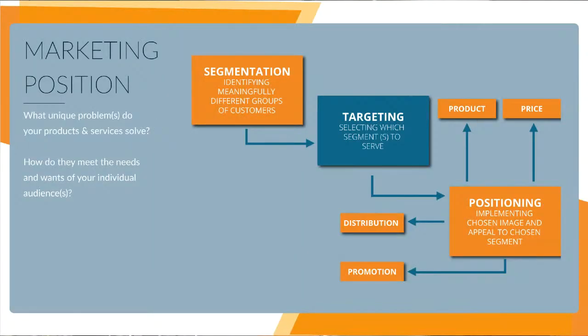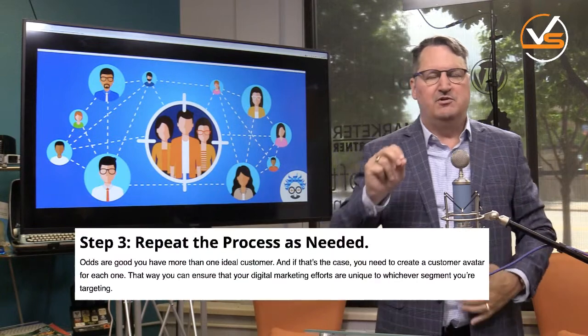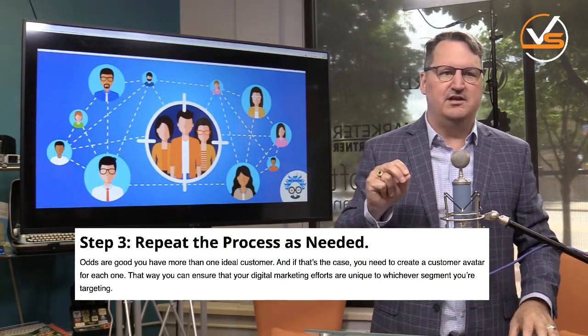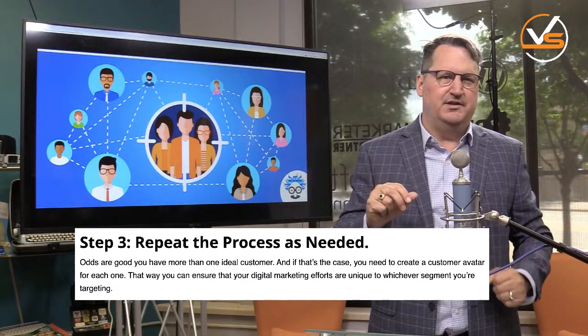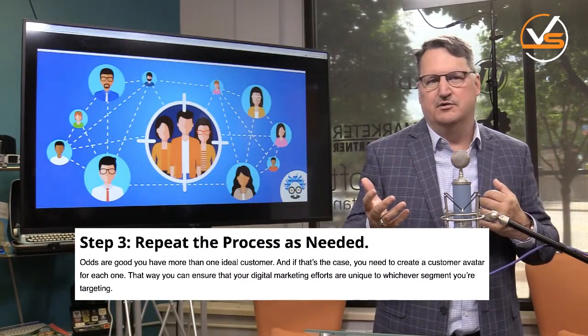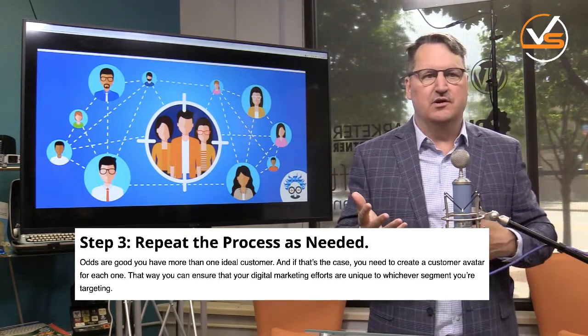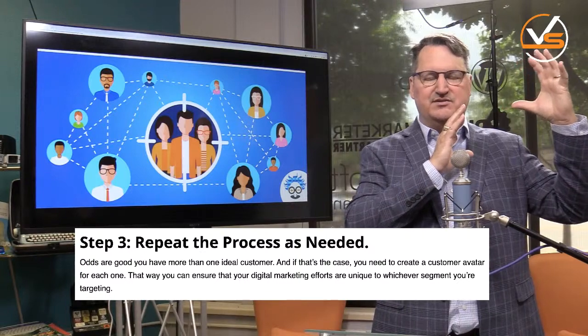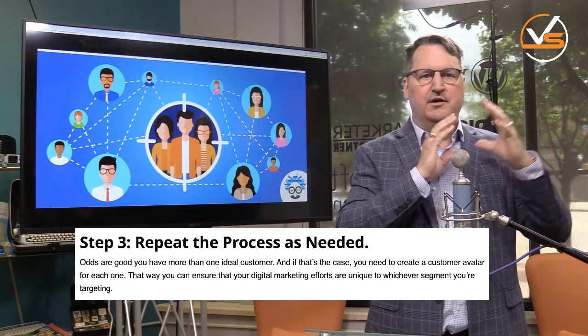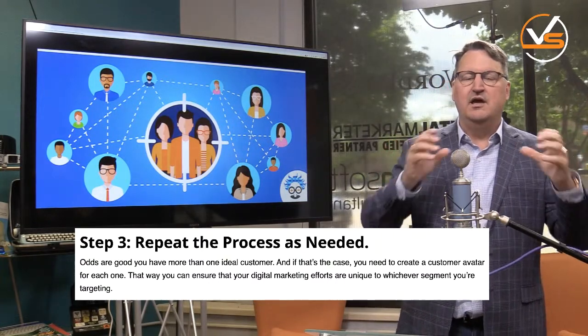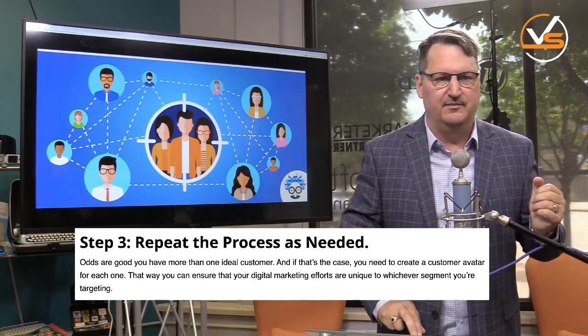Have multiples of these. Again, segmentation, targeting, positioning. The segmentation, you're going to make a lot of these for. Then you're going to choose what of these that you're going to target based upon your budget. All right, step 3. I want you to repeat that process as much as you need to, because the odds are pretty good that you have more than one ideal customer. Now, what you can afford to go after, that can be another story. But in the segmentation building process that you use this avatar for, you'll probably have a lot of these, all right? When you go to targeting, you won't have very many of them.